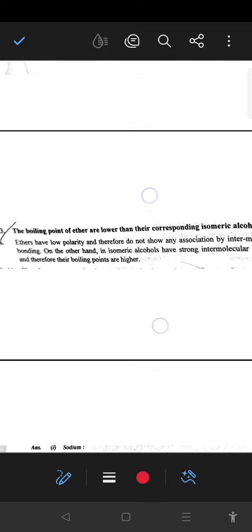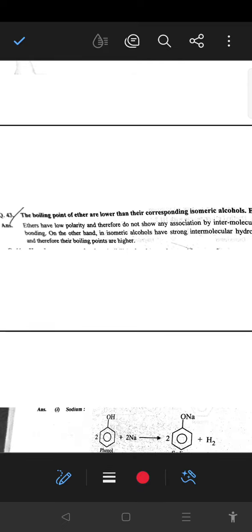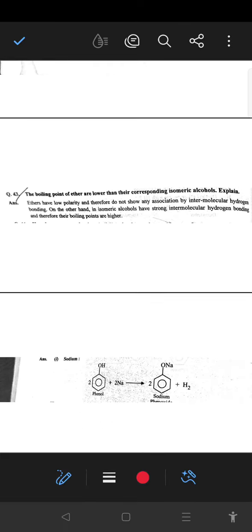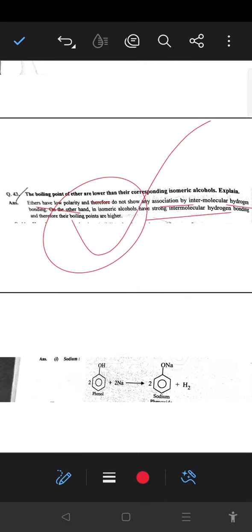Okay. Next question, the boiling points of ethers are lower than those of the corresponding isomeric alcohols. Ethers have low polarity and therefore do not show any association by intermolecular hydrogen bonding. On the other hand, isomeric alcohols have stronger intermolecular hydrogen bonding and therefore their boiling points are high.